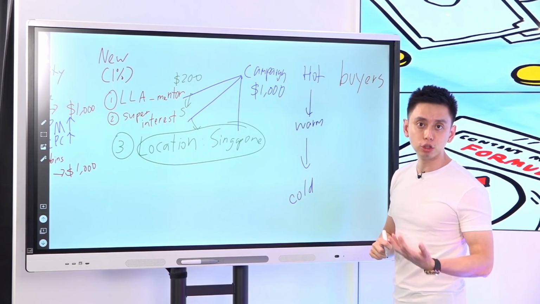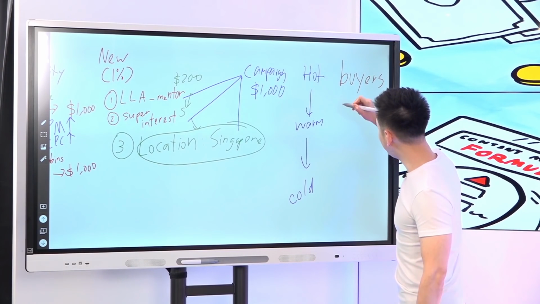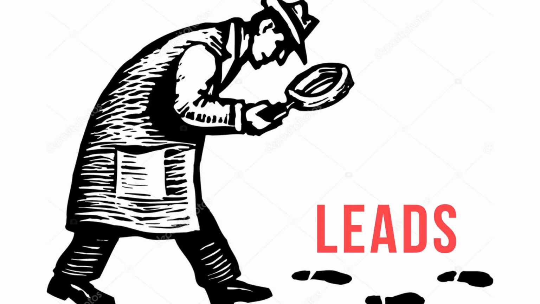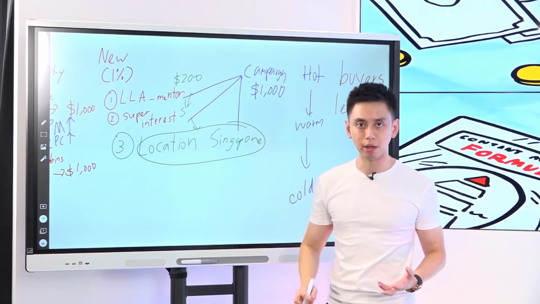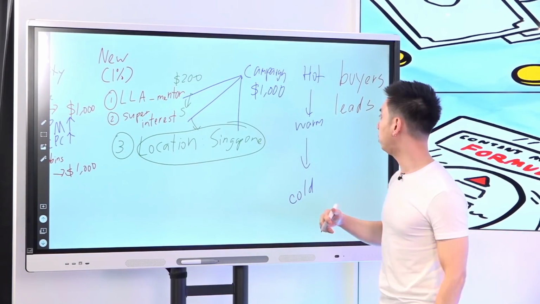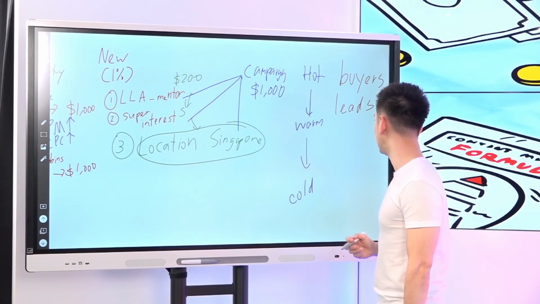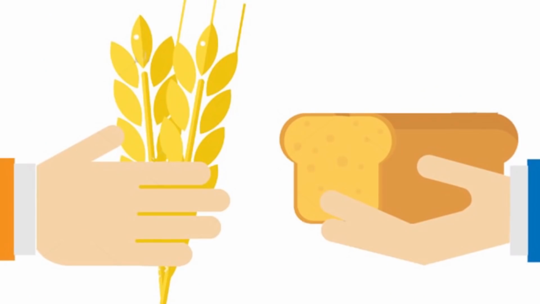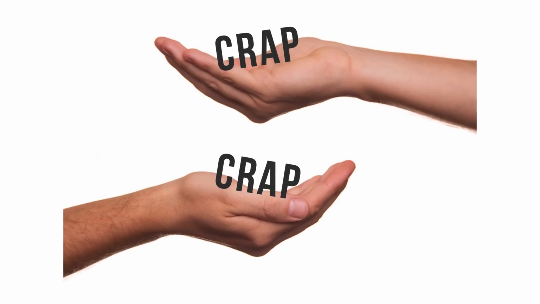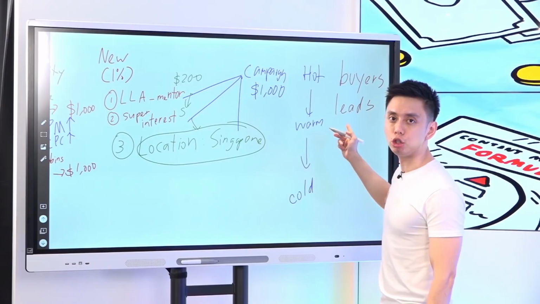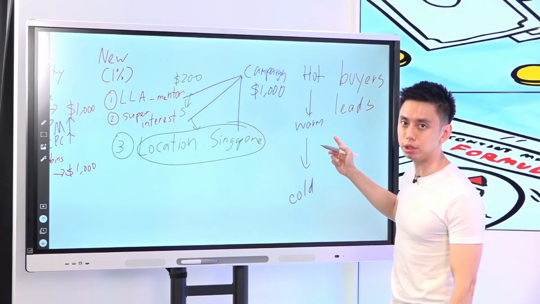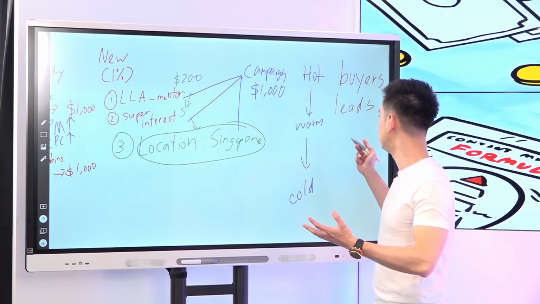Now, if you don't have buyers just yet and you're starting out, then slightly warmer would be leads. People who have given you their name and email, but maybe didn't buy anything from you. People that have opted in or registered for a webinar. Now remember, it's gold in, gold out. You put crap in, you get crap out. It doesn't mean you go out there and buy 100,000 emails at $5, because they're not warm.